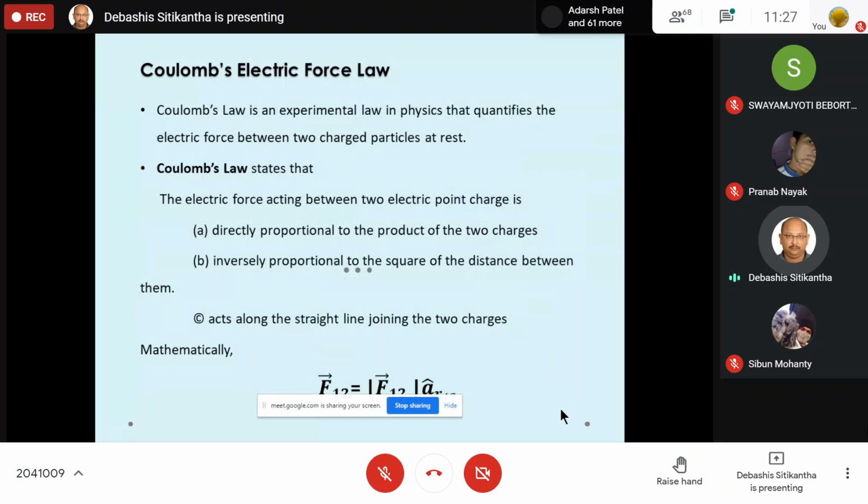Now from this section onwards, we will start with our syllabus. Whatever we have been studying till now was just a preliminary requirement that you need in order to study this in detail, or with ease. Now let us talk about Coulomb's electric force law.